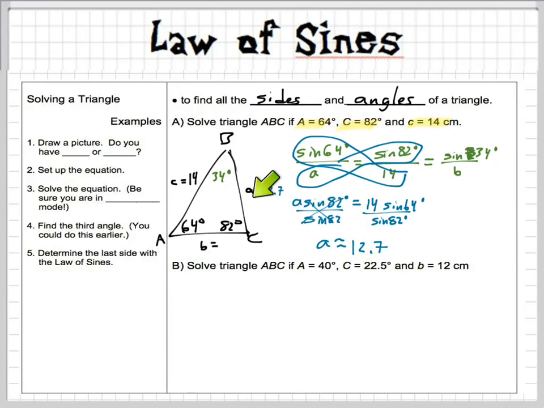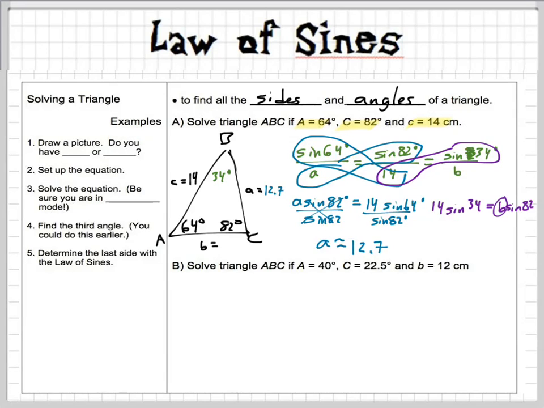What are we missing? The B. So we got to find this B right here. Same procedure, but make sure you use this fraction. I'm going to do what I did in blue, but in purple now. So first thing I do is 14 times that. So I'm going to write 14 times sine of 34 equals B times sine of 82.